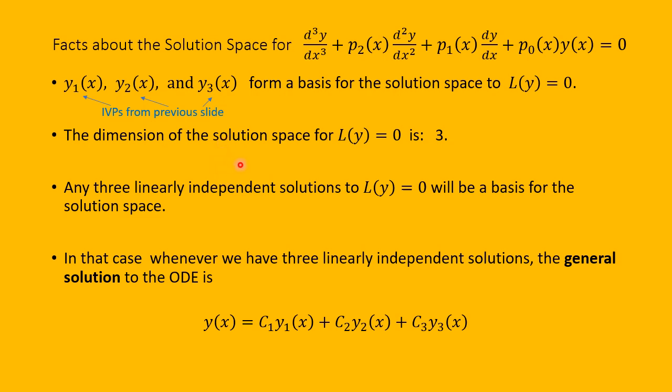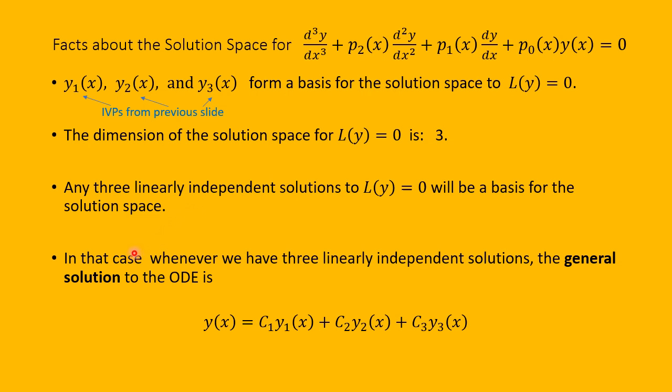And once you have one basis for a solution space to L of y equals 0, any other basis for the solution space will have the same number of functions in it. Any three linearly independent solutions to L of y equals 0 will be a basis for the solution space. Notice we said 3 here, the dimension is 3. You need three linearly independent solutions to span all of the solutions by looking at linear combinations. Less than 3 will not do.